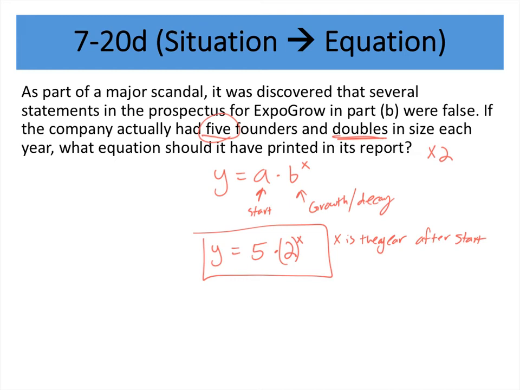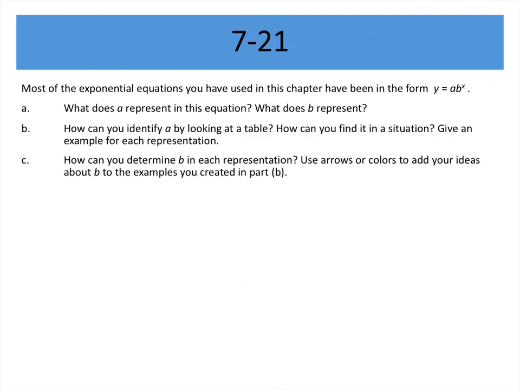All right, we're going to move on to the next question. Most of the exponential equations we have used in this chapter have been in the form of y equals a times b to the x. That's what we were just talking about. What does a represent, and what does b represent? Well, a is the start, and b is the growth factor, or decay factor.